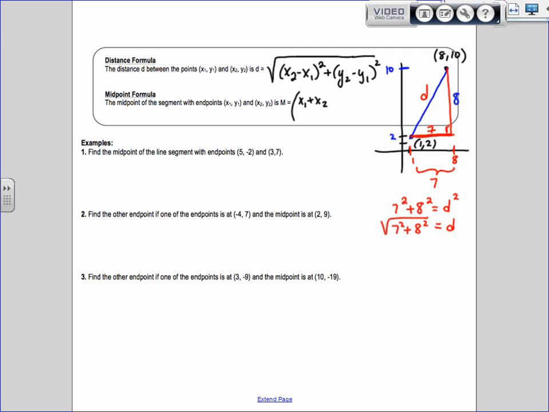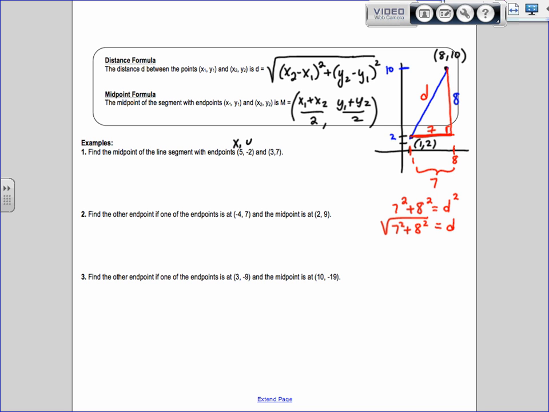x1 plus x2 over 2. Is that what you said over there? And then it's y1 plus y2 divided by 2. Notice how I'm writing it as a point. It's called the midpoint, so I write it as a point, with parentheses and a comma. Okay, so number 1 says find the midpoint of the line segment with these endpoints.